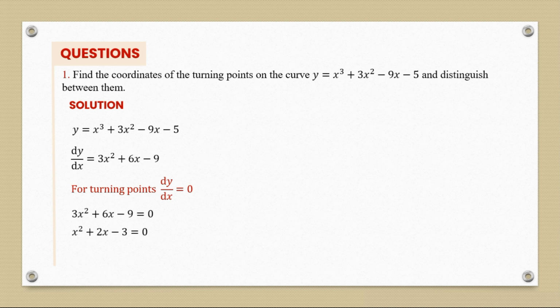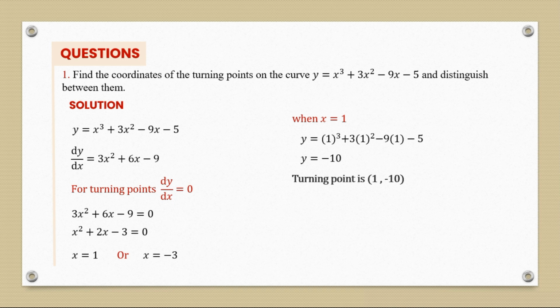When you do that, first of all, I'm going to divide all sides by 3, and I'll reduce it to x squared plus 2x minus 3 equals 0. When I solve this quadratic, I'll get x equal to 1 or x equal to negative 3. Let's look at when x is equal to 1. When x is equal to 1, y shall be equal to negative 10. So one of the turning points is (1, -10).